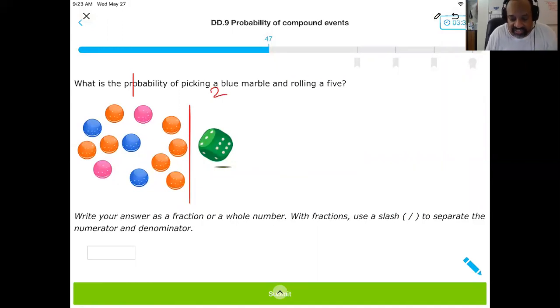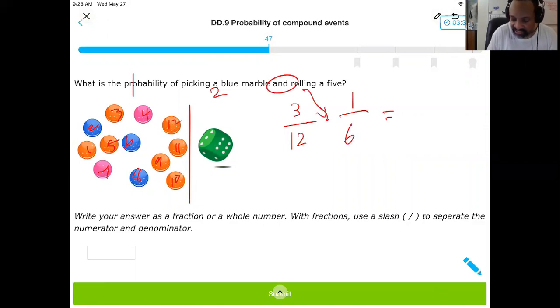So what's the probability of getting a blue marble? Well, there's 3 blue marbles. How many total do we have? 1, 2, 3, 4, 5, 6, 7, 8, 9, 10, 11, 12. So it'll be 3 over 12. We have 12 marbles, 3 of them are blue. And then we're going to do the die. It says, what's the probability of rolling a 5? It's going to be 1 out of 6. And then all you're going to do is multiply these. We've got an and, which implies multiplication, so it's going to be 3 over 72. That's going to be our answer.